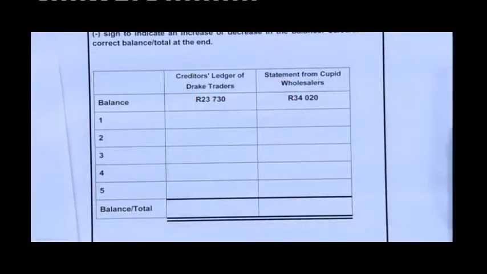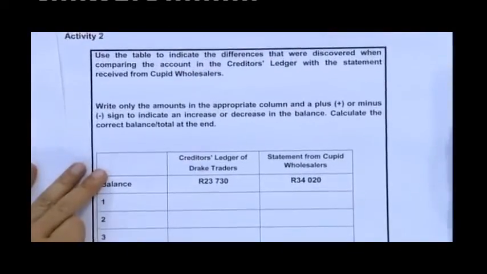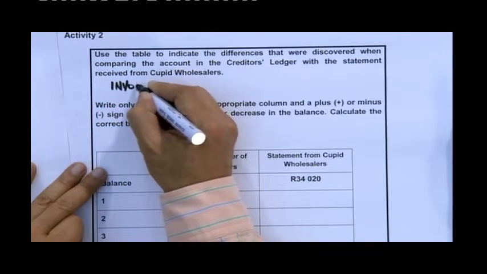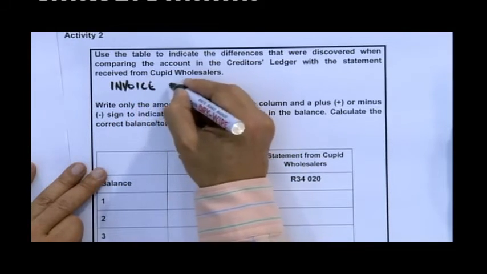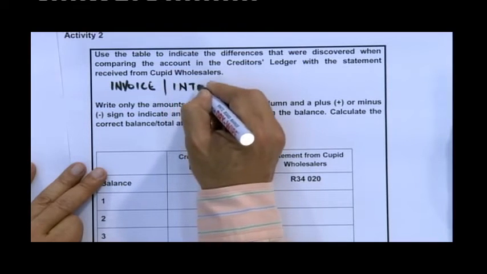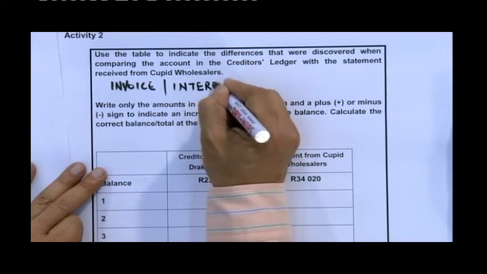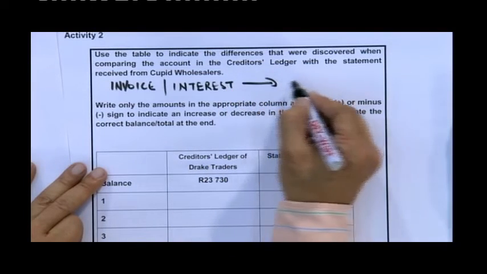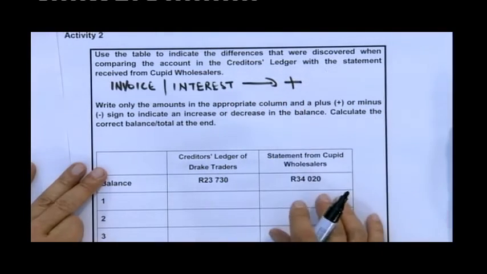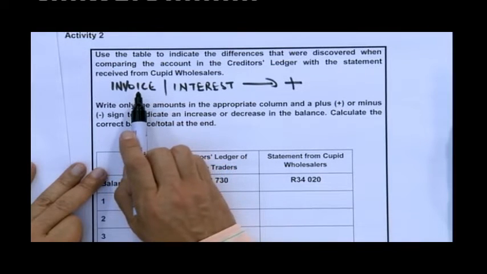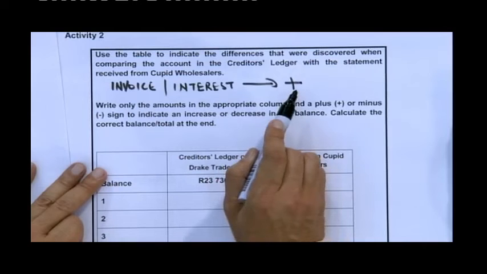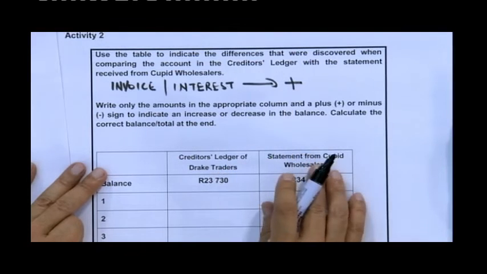So if I look at the answer sheet, I just want to write some details very quickly. Whenever you see the word invoice or interest, those words will be associated with adding. Okay, so you have to look for the word invoice and the word interest, and it will be associated with an addition.